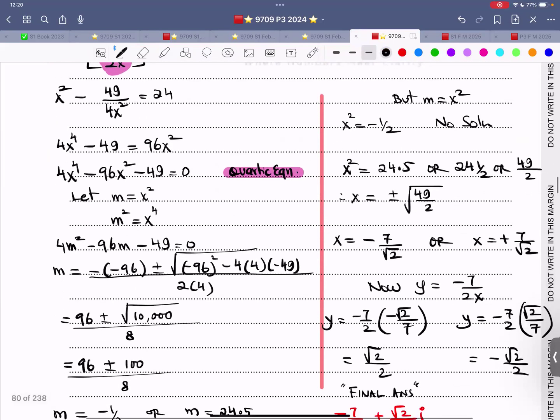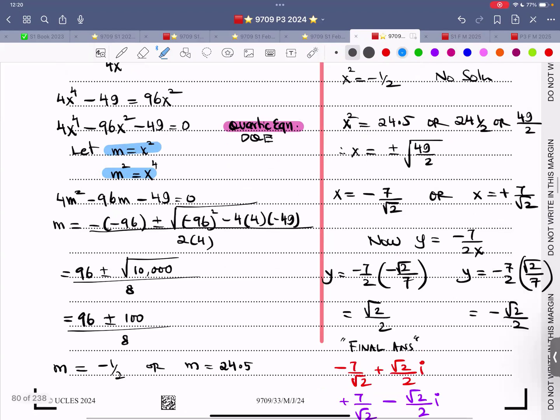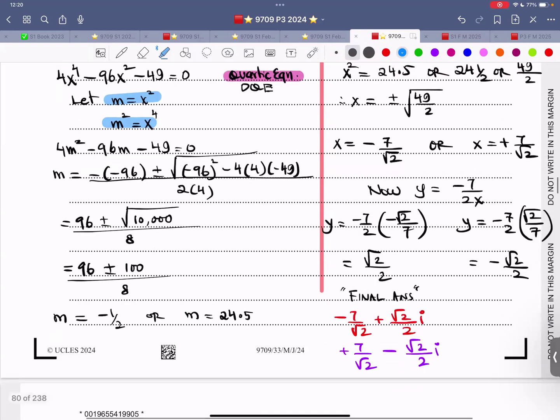Of course, this is a disguised quadratic equation. So let m equal x squared. Let me highlight this. Let m equal x squared. Therefore, m squared is x to the power 4. You get this equation. Use the quadratic formula.